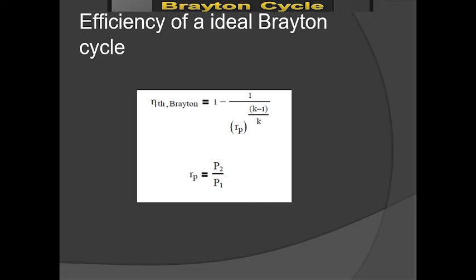Pressure ratio. So 1 minus 1 over the pressure ratio raised to the constant, which is almost always 1.4, minus 1, divided by 1.4. So that is the pressure ratio.